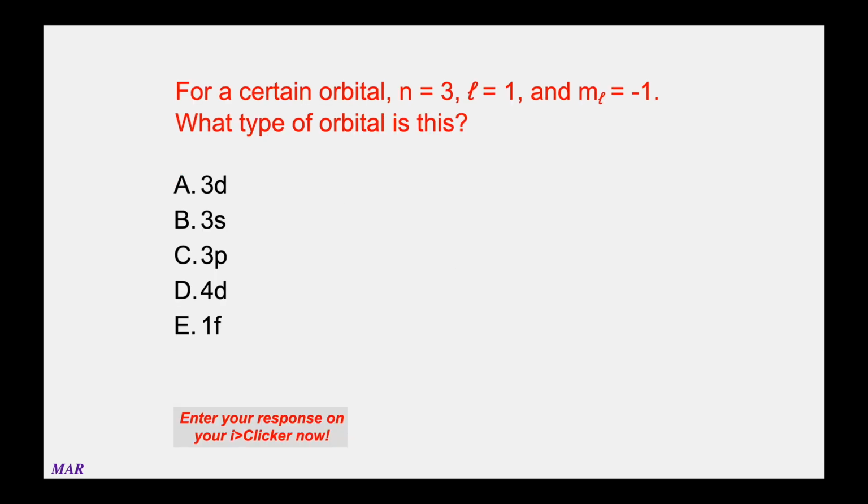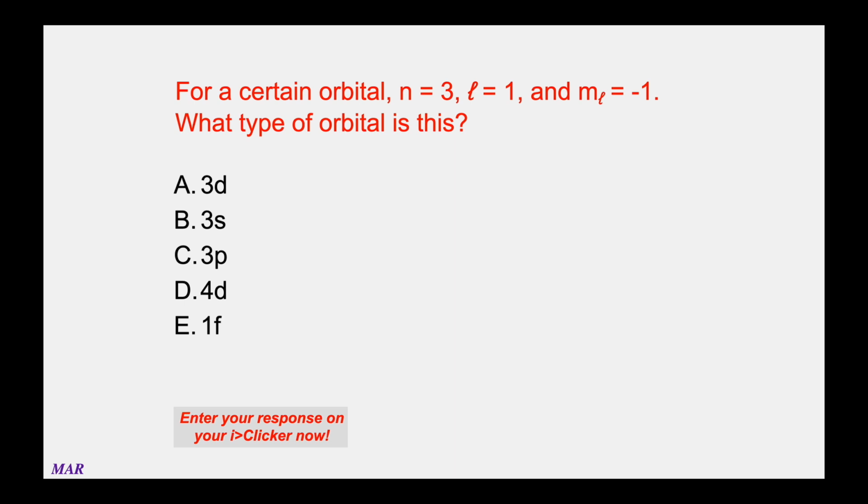For a certain orbital, n equals 3, L equals 1, M sub L equals negative 1. And it says, what type of orbital is this? This is in a question about the NL notation we talked about in Chapter 6, Part 1. See if you can use that information to find the right answer. This would be a good place to pause the video. We'll work on it when you're ready by unpausing it. Pause the video now.